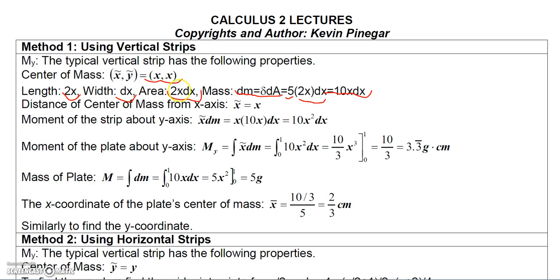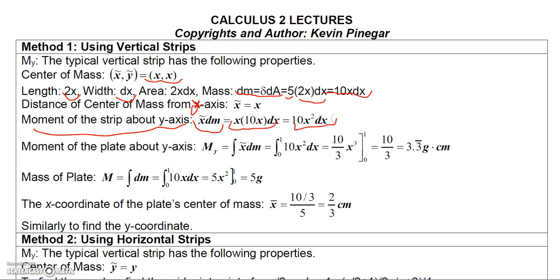Okay, since the distance of the center of mass from the, actually that should say y-axis. Since the distance of the center of mass from the y-axis is x, then the moment of the strip about the y-axis would be this x tilde dm, and we know that this x value of our center of mass tilde is x, and we know that dm is 10x dx. So if we multiply that together, we get 10x squared dx.